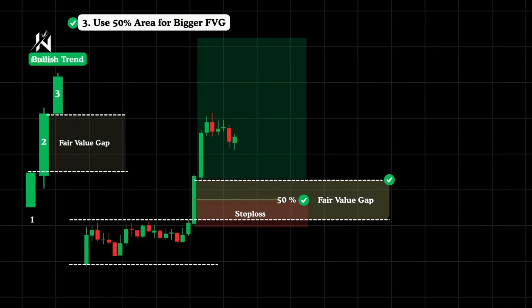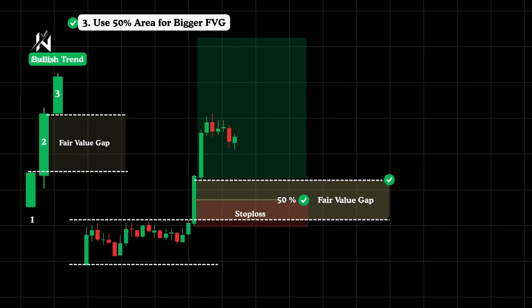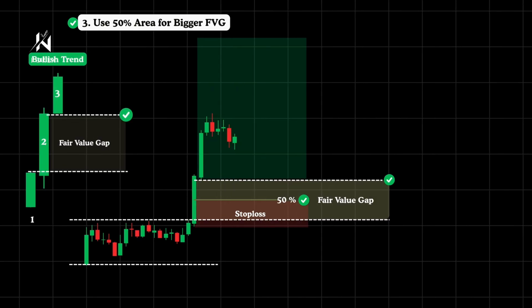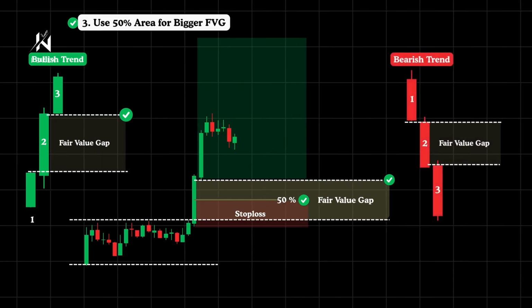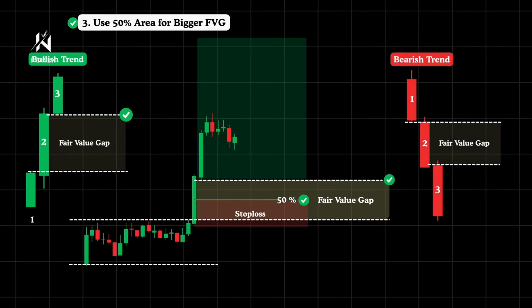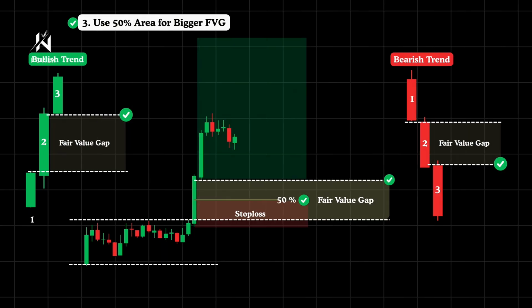Remember, if a bullish fair value gap forms on the chart, your entry point should be above this area. That is where you plan your bullish trade entry. If a bearish fair value gap forms, your entry point lies below the area, allowing you to plan a bearish trade entry accordingly.